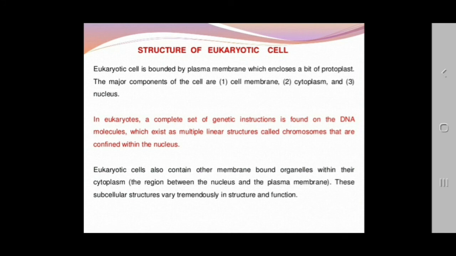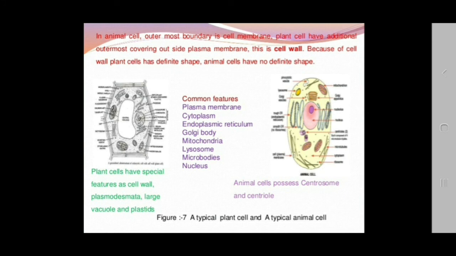Clear? Now this eukaryotic cell possesses a number of cell organelles. Their detailed structures we are going to discuss in this particular chapter. Okay. Eukaryotic cells are basically divided into two categories, that is the plant cell and the animal cell.